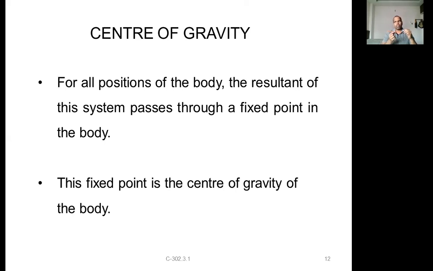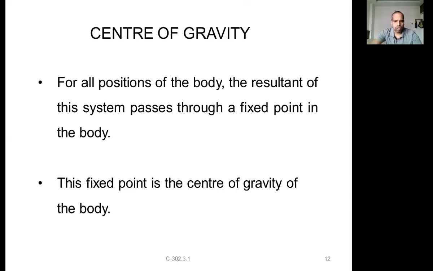Fixed means this: if you take this body, you can divide it into any number of particles, 10 particles or 20 or 100 or 1000 or many more. If you calculate the resultant of the particles' weights, the resultant will be the same and will pass through the same point. Whether you divide it into 10 parts or 100 parts, that is the fixed point of the body. This fixed point we call the center of gravity.